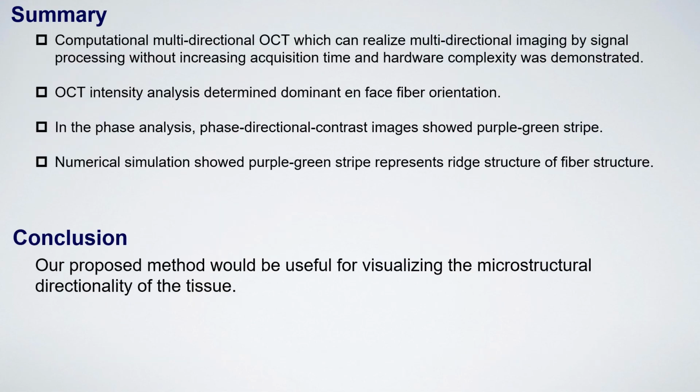Let me summarize this talk. In this study, computational multi-directional OCT, which can realize multi-directional imaging by signal processing without increasing acquisition time and hardware complexity, was demonstrated. OCT intensity analysis determined the dominant fiber orientation. In the phase analysis, phase directional contrast images showed purple-green stripes. A numerical simulation showed the purple-green stripe represents the slope structure of the fiber. The conclusion is our proposed method would be useful for visualizing the microstructure directionality of the tissue.